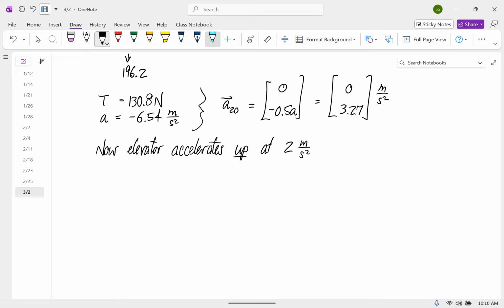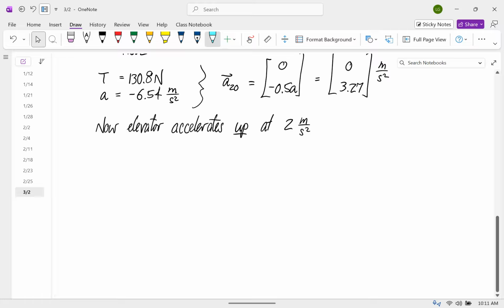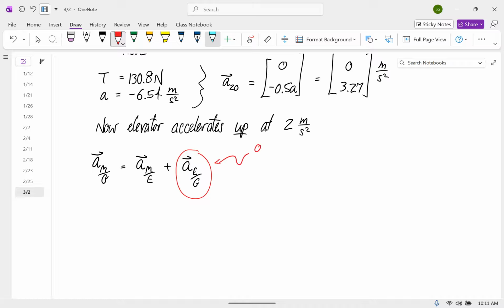So think about this: these accelerations have the same effect as a gravitational field. Do you expect the tension and the acceleration to get bigger when this accelerates up or get smaller? Bigger? Yeah, they're both going to get bigger. So it's like increasing the gravity. So I'll start with a free body diagram. And the basic idea here is going to be that the acceleration of either object, I'll call them masses, relative to the ground, is equal to the acceleration of the mass relative to the elevator plus the acceleration of the elevator relative to the ground. And this is the one that's just going to be 0, 2.